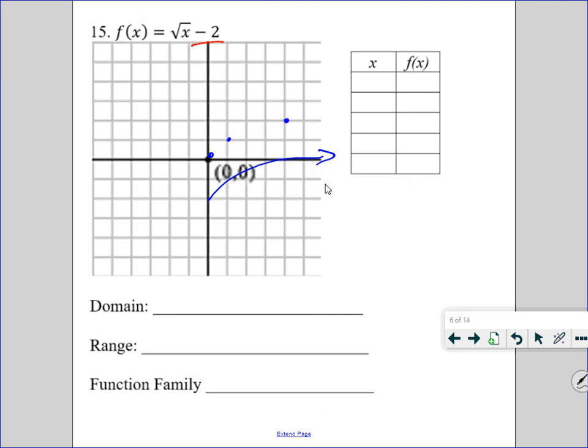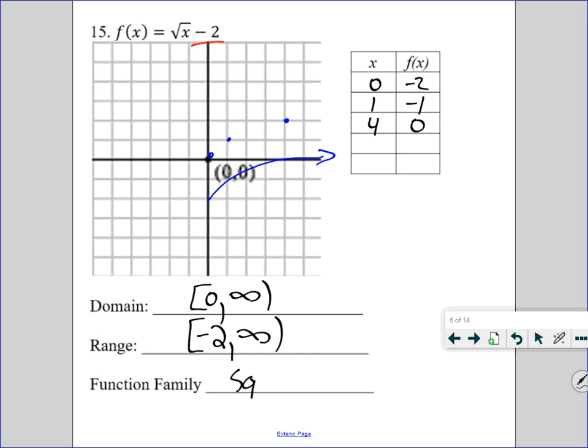All right, so if I plug in 0, I get negative 2. Because square root of 0 is 0. If I plug in 1, I get negative 1. If I plug in 4, I get 0. So those are some good points. The domain is 0 to infinity, and the range is negative 2 to infinity. And it is a square root function.